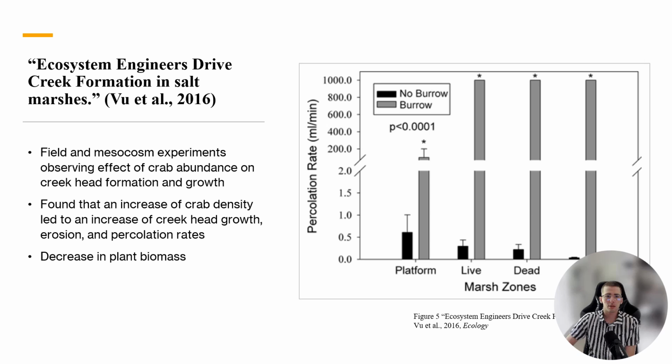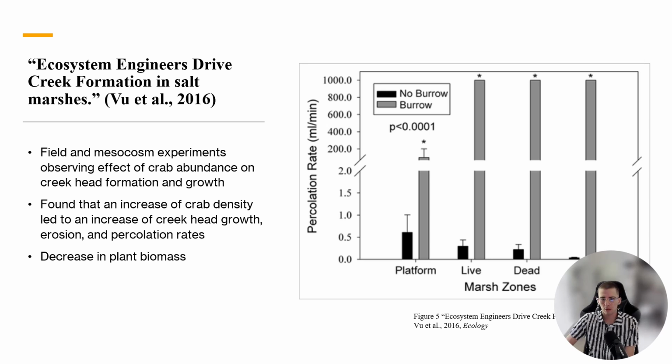In this study, ecosystem engineers drive creek formation in salt marshes. Researchers conducted several field and mesocosm experiments where they observed the effect of crab abundance on creek head formation and growth. If we look at the graph here on the right, we can see the percolation rate, which is the measurement of water flow through the soil, in milliliters per minute on the y-axis, and different marsh zones on the x-axis. We see the platform zone, which is the more upland areas of the marsh.